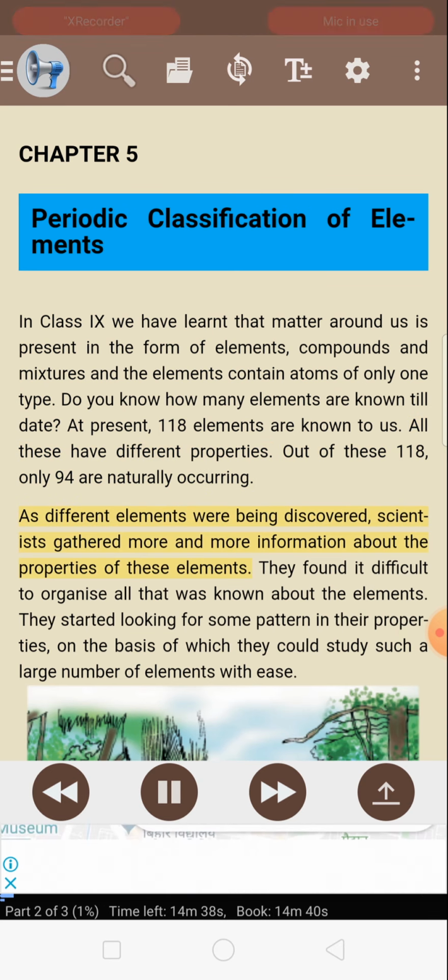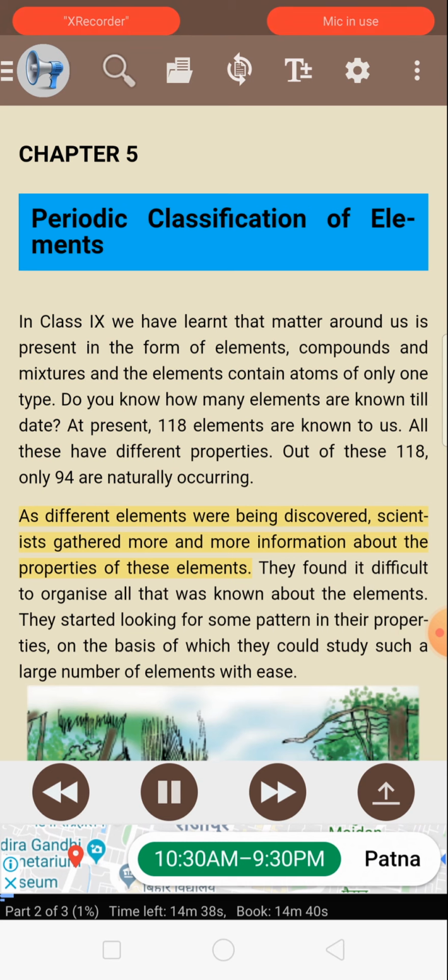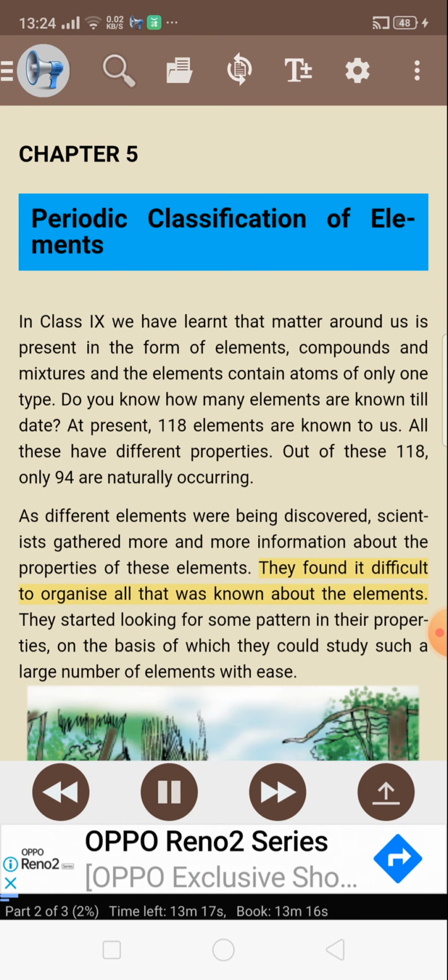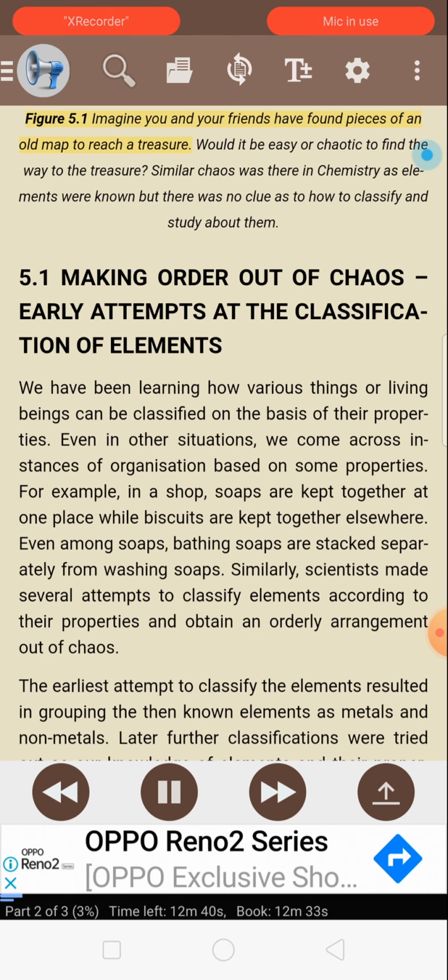As different elements were being discovered, scientists gathered more and more information about the properties of these elements. They found it difficult to organize all that was known about the elements. They started looking for some pattern in the properties on the basis of which they could study such a large number of elements with ease. Figure 5.1. Imagine you and your friends have found pieces of an old map to reach a treasure. Would it be easy or chaotic to find the way to the treasure? Similar chaos was there in chemistry as elements were known but there was no clue as to how to classify and study about them.